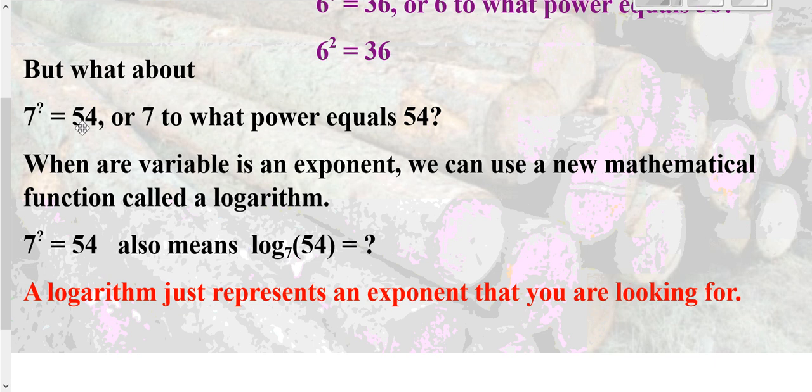Now, we're not talking about musical logs or musical trees. But a logarithm really means 7 to what power is equal to 54. We would write 7 to what power equals 54 as log base 7 of 54. So that's how you would read this, log base 7 of 54. Our base is a subscript, and your base is whatever your exponent's on over here. So a logarithm is really just representing an exponent, and the exponent that you happen to be looking for.